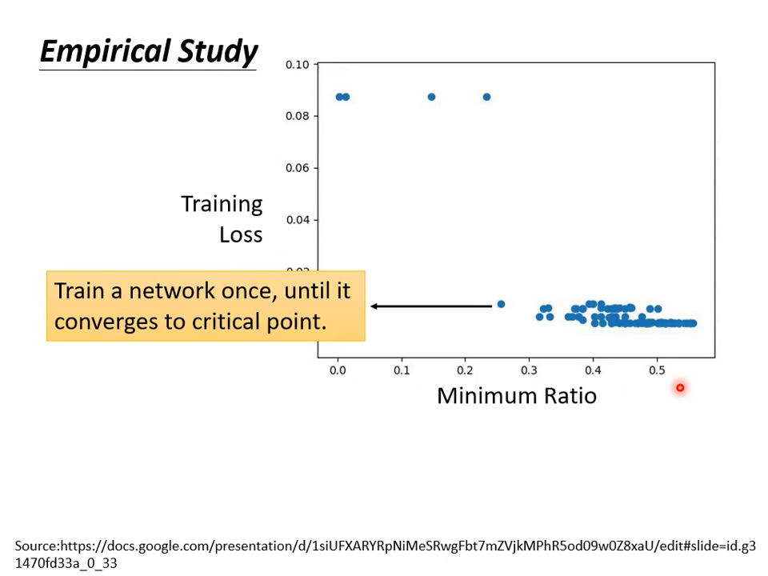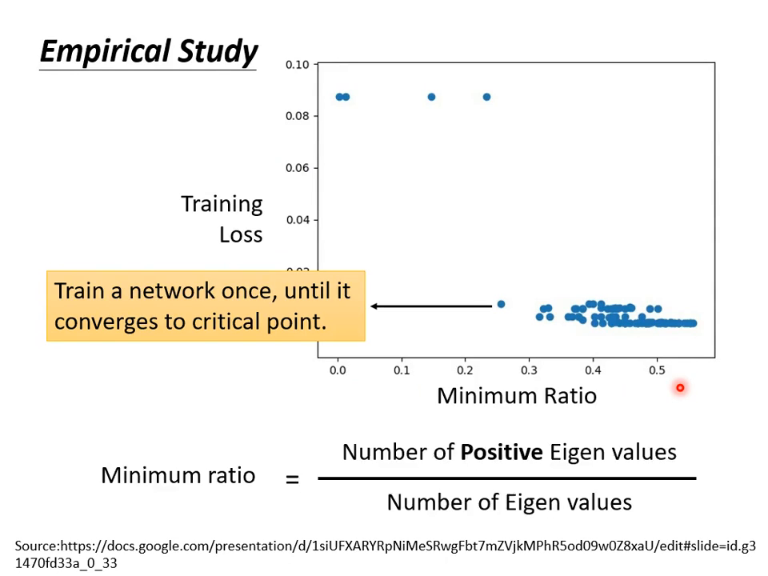The horizontal axis represents the minimum ratio. What does the minimum ratio mean? The minimum ratio is the number of positive eigenvalues divided by the number of all eigenvalues. So, if all eigenvalues are positive, it means the critical point is a local minimum. If both positive and negative eigenvalues exist, it means it is a saddle point. In practice, it is almost impossible to find a critical point with only positive eigenvalues and no negative eigenvalues.